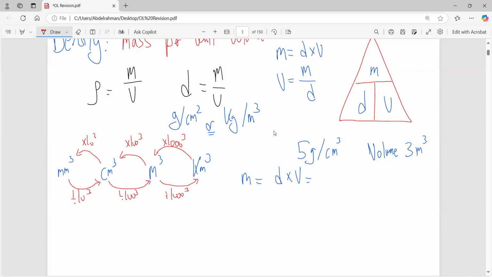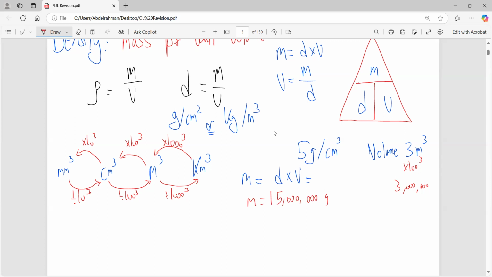For this question, we had 3 meters cubed. I need to convert it to centimeters cubed. I should multiply by 100 cubed, which is 1 million, so 3 million centimeters cubed. So 5 times 3 million, the mass will be 15 million grams, which is 15,000 kilograms if you'd like to convert it. I don't really care about the numbers now, I just need you to think more about the conversions.